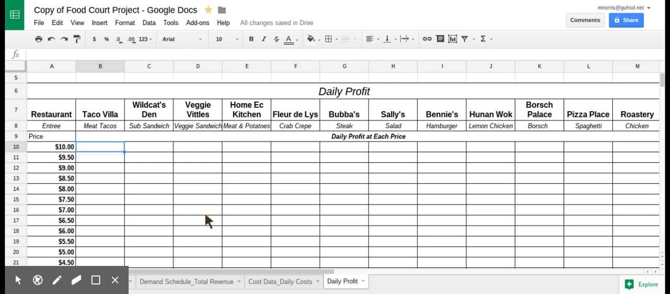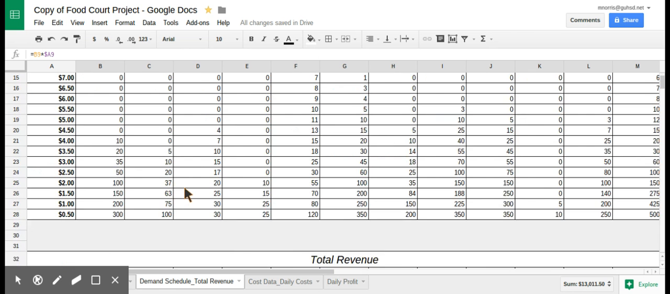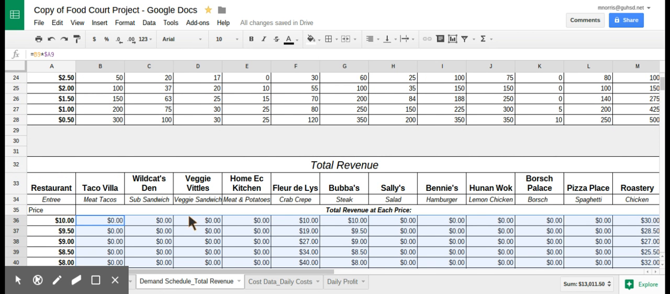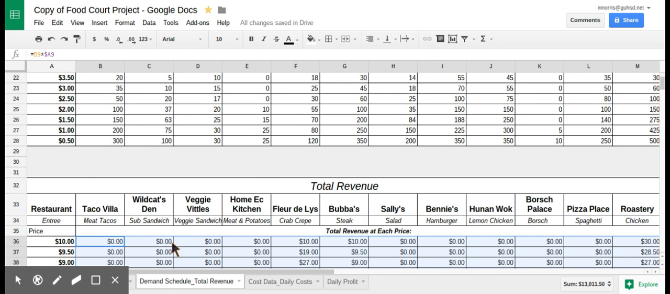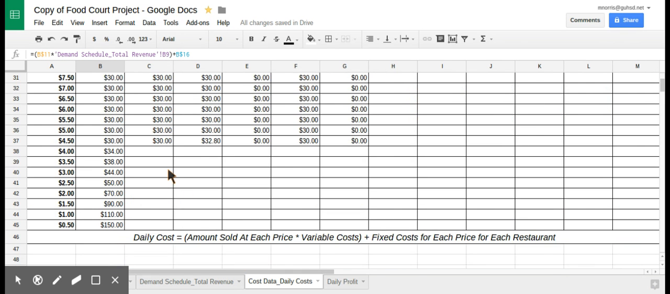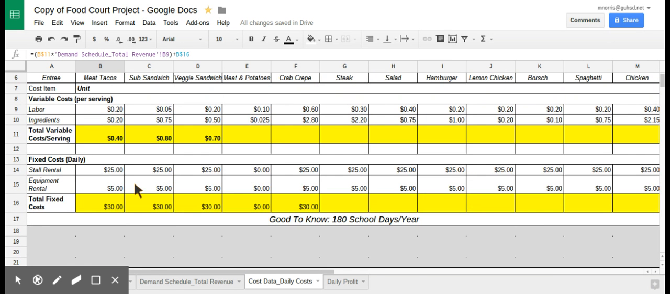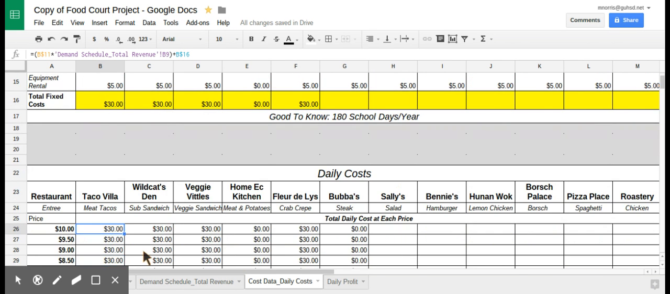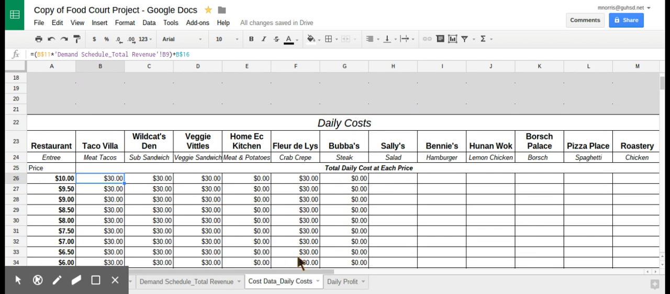Okay, now at this point, we've done some math. In our demand schedule, we've calculated out the total amount of revenue that could be brought in at any given price for whatever restaurant it might be. In our daily costs, we've already calculated out the variable costs and fixed costs and did some math to figure out how much it would cost to actually be in business and sell food. What we're going to do now is bring everything together and look at our profit.